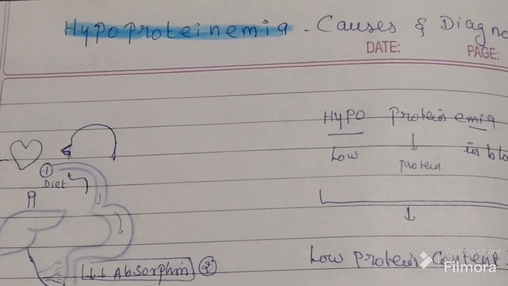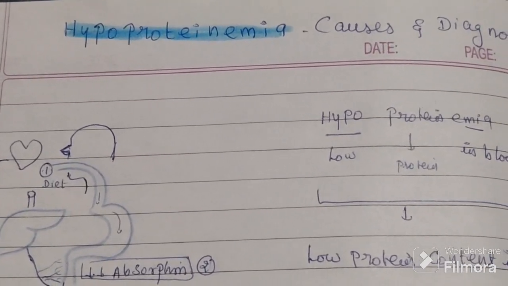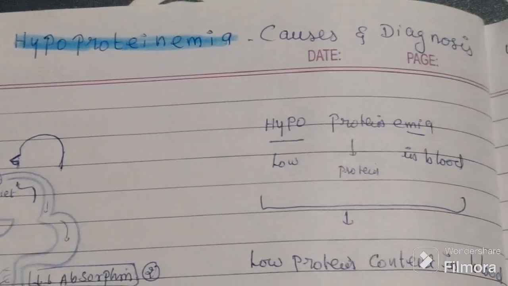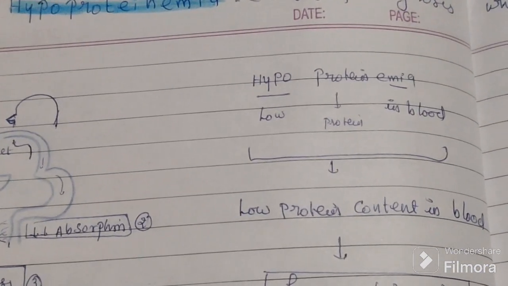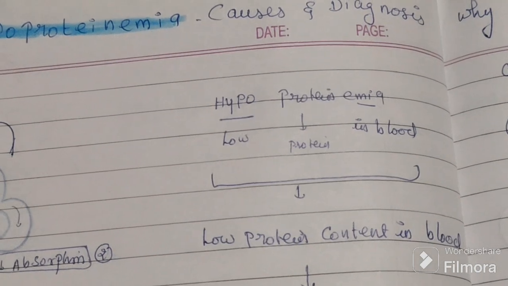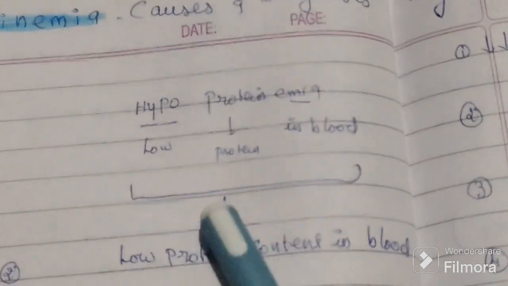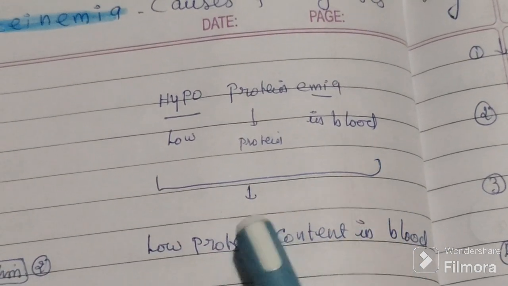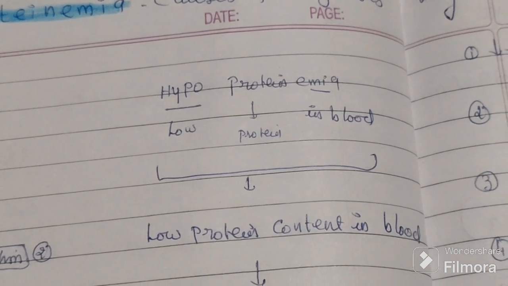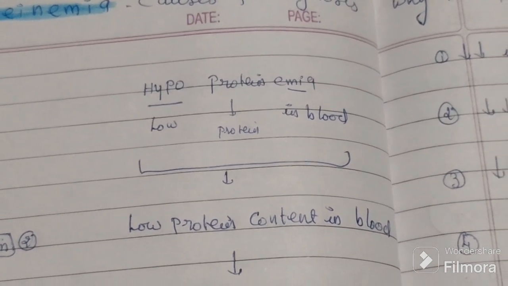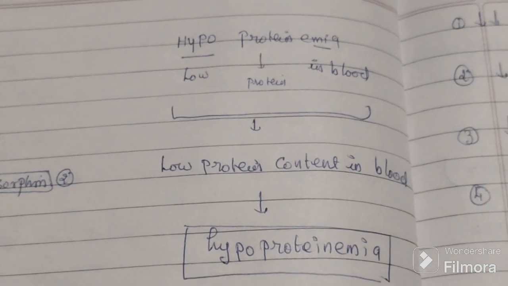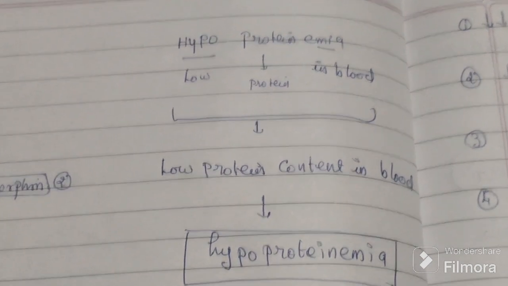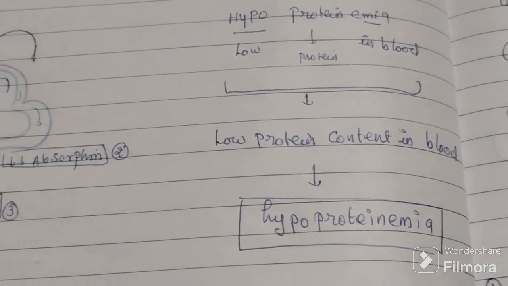In this video, we'll discuss hypoproteinemia, causes and diagnosis. What is hypoproteinemia? Hypo means low, protein means protein, emia means blood. So low protein content in blood is known as hypoproteinemia.